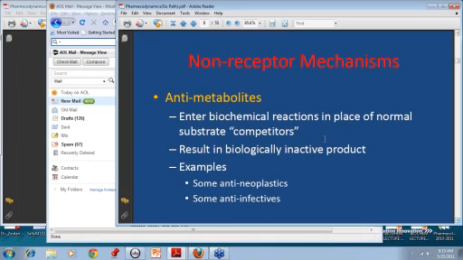Antimetabolites, exactly as we said, can be substrate analogs of certain enzymes, entering biochemical reactions in place of the normal substrate. Look at the statin compounds, for instance. They are all competitors for HMG-CoA reductase, which is a key enzyme for cholesterol biosynthesis. So it results in a biologically inactive product or inhibits those. You have some examples here: anti-neoplastics and anti-infective agents.